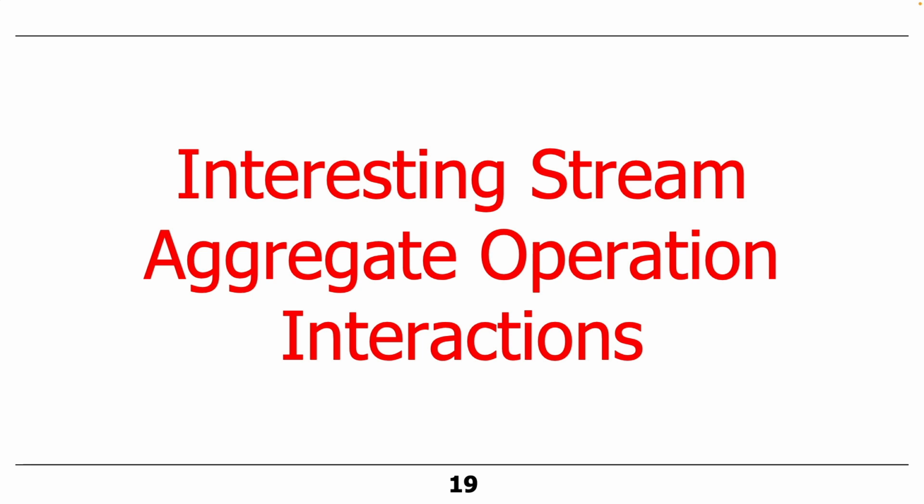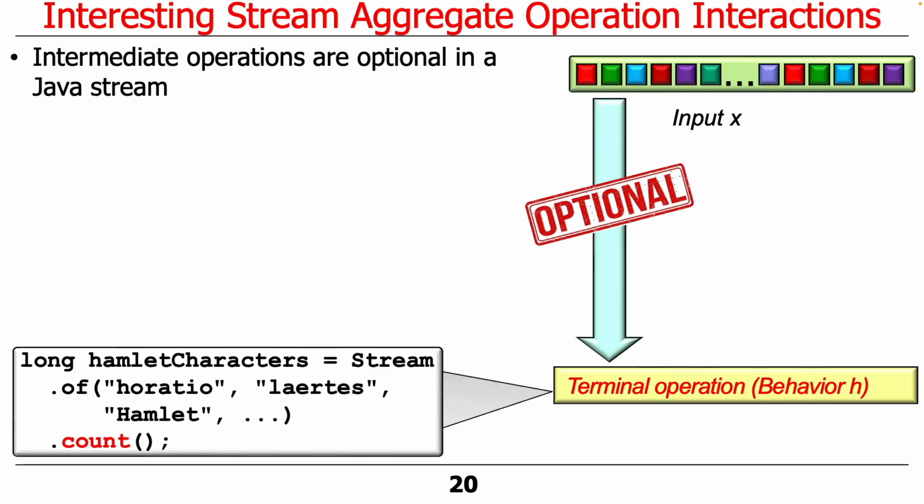So let's talk about a little interesting piece of trivia related to these aggregate operation interactions. It turns out that intermediate operations are in fact optional in a Java stream. So you can have code that looks like this. You can say, create for me a stream of the names of the characters in Hamlet, and then no intermediate operations whatsoever. We go from a creation factory method operation to a terminal operation, boom. And so we could say, give me a count of these values. So there's no intermediate operations at all.